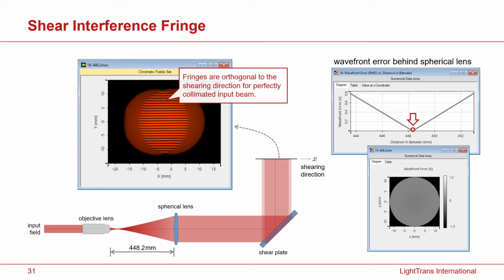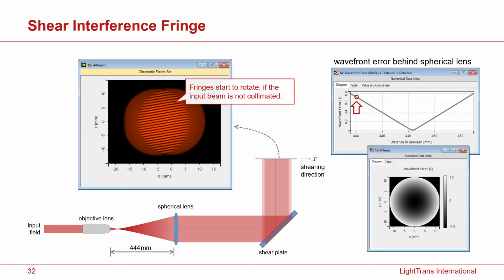Well, then let's put the shear plate behind the collimation system and check the interference. If you keep the distance between the two lenses as 448.2 mm, where you have a perfect output wavefront, in this case, you are going to see that the interference fringe appears in the orthogonal direction with respect to the shearing direction. So in this case, you have two beams going away from each other along the x direction. This is the shearing direction. And perpendicular to that, you have the interference fringe.